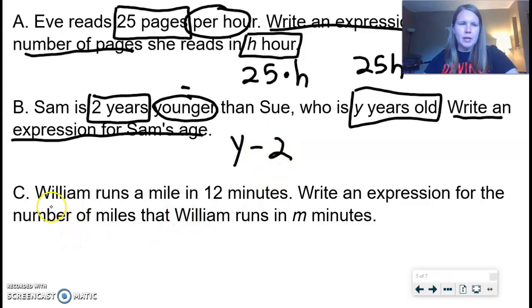Alrighty, and your last one here says that William runs a mile in 12 minutes. Write an expression for the number of miles that William runs in M minutes. So again, I'm going to write an expression.